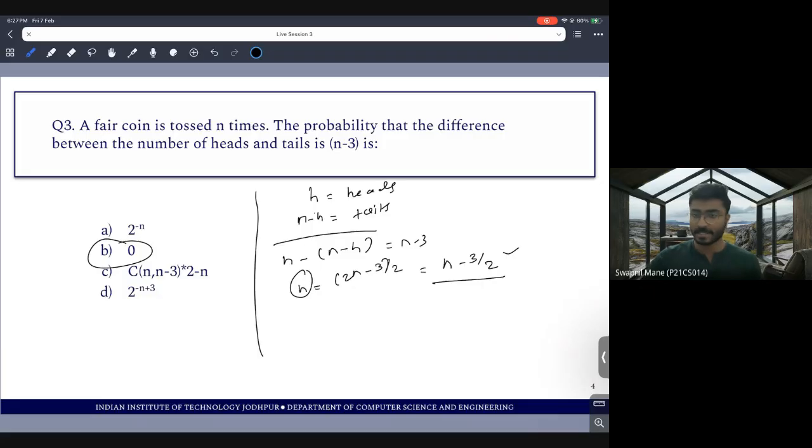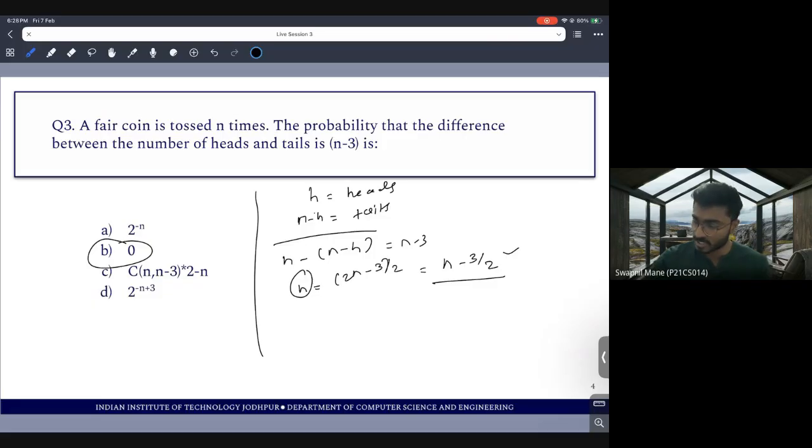Yes, anyone has any doubts here? Okay, I will repeat. Here we have considered h as the number of heads, and n as the total number of coins we have tossed. So if h is the number of heads, then n minus h is obviously the number of tails. So we have taken their difference.